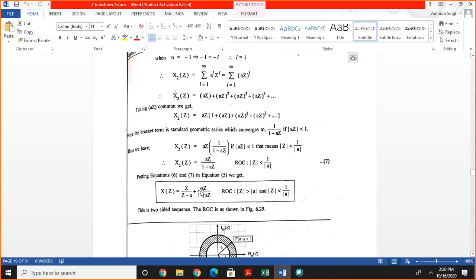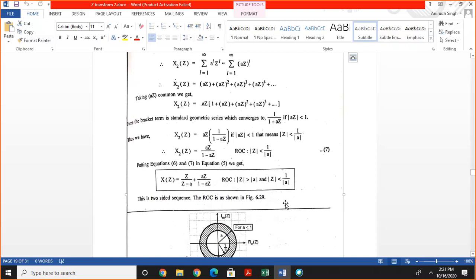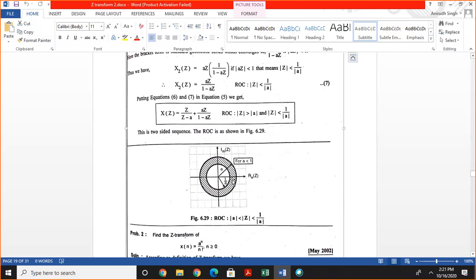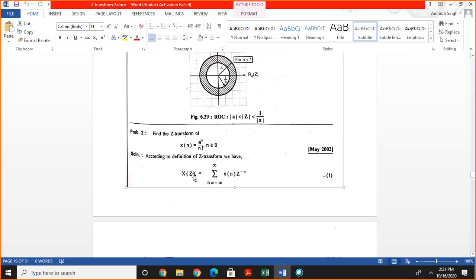So the combined z transform of the signal is given by z divided by z minus a plus az divided by 1 minus az. In the first case, the ROC is mod of z greater than a, and in the second case, the ROC is mod of z less than 1 by mod of a. This is the intersection area of the ROC, and this is the ROC of X(z).